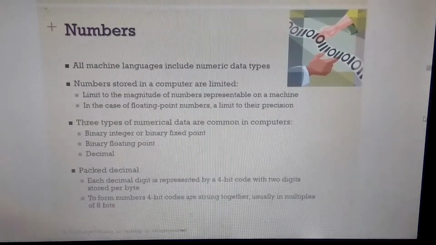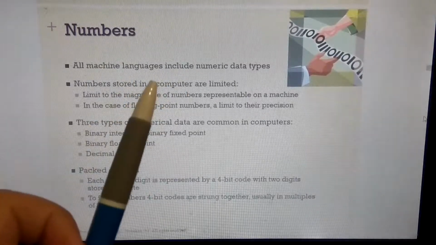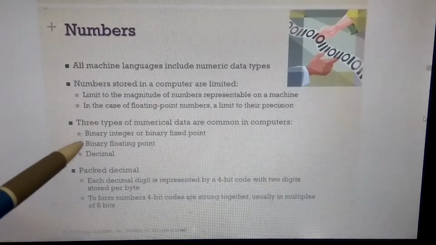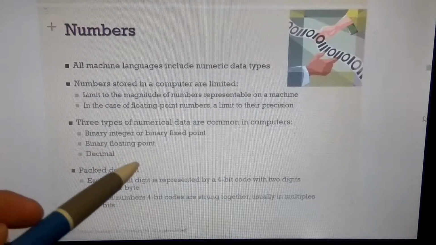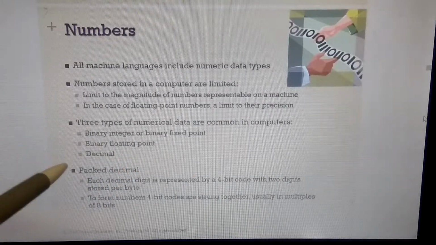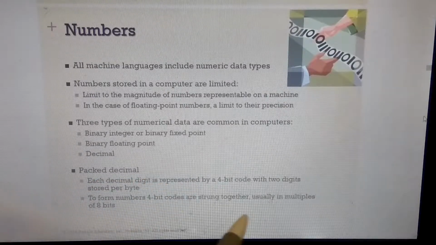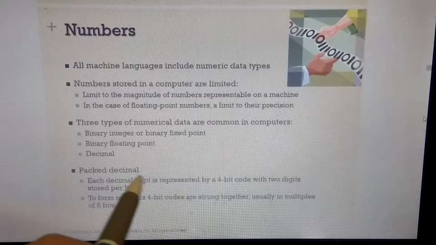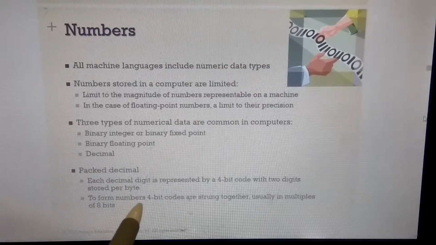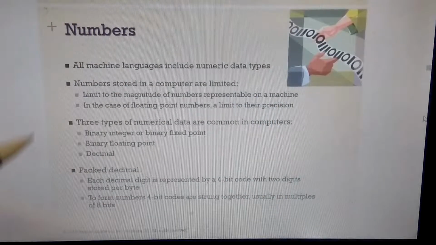There are 3 types of numeric data in the computer which are very common, which are binary integer, binary floating point, and decimal. Well, there is one type which is a packed decimal, where each decimal digit is represented by a 4-bit code with 2 digits stored per byte. And to form a number, 4-bit codes are strung together, usually in multiples of 8 bits. This is how the numbers operand works.